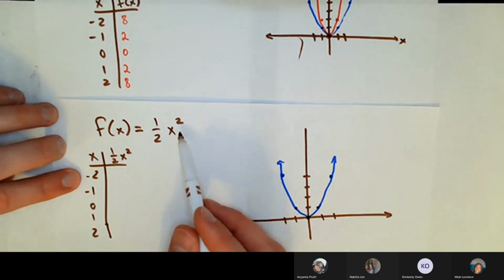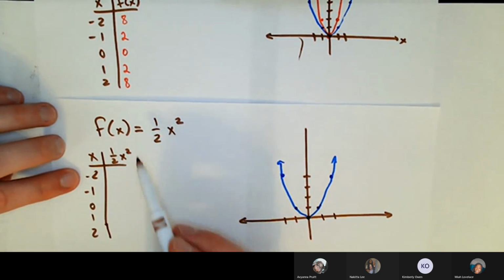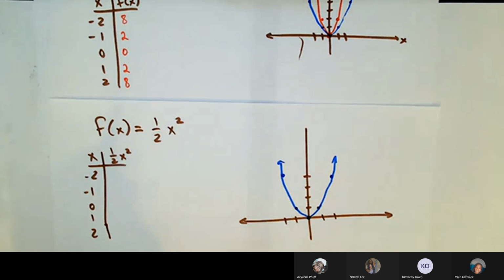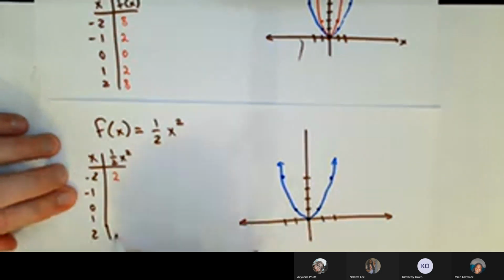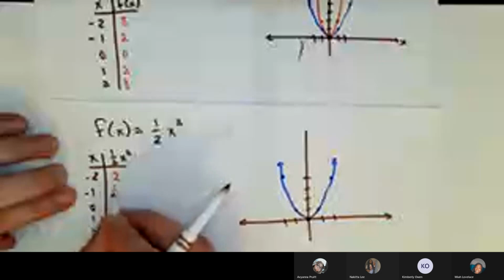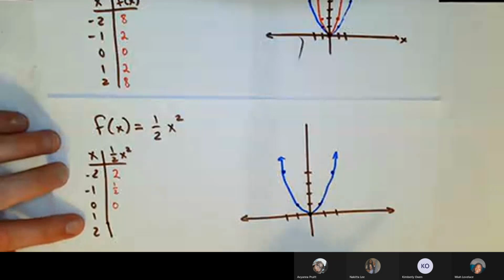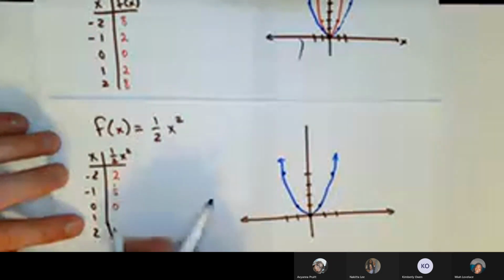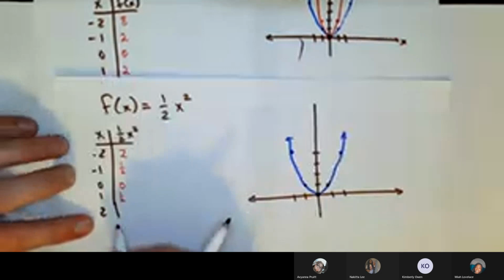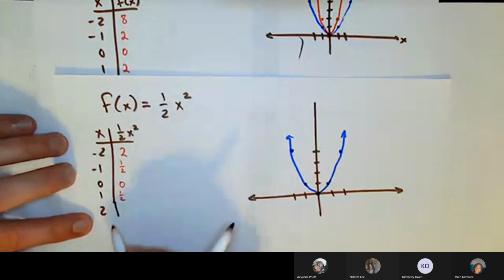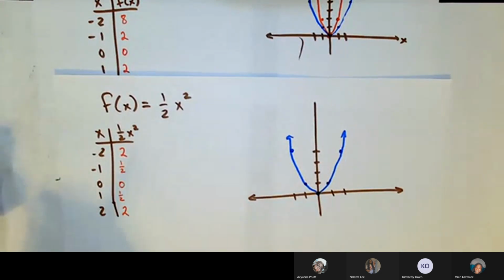Now, negative 2 squared is 4, and then half of that will be 2. Negative 1 squared is 1, and then half of that will be 1/2. 0 squared is 0 times 1/2 is 0, so that point stays the same. 1 squared is 1, and then half of that gives me 1/2 again. And then the final point, 2 squared is 4 times 1/2 brings it back to 2.